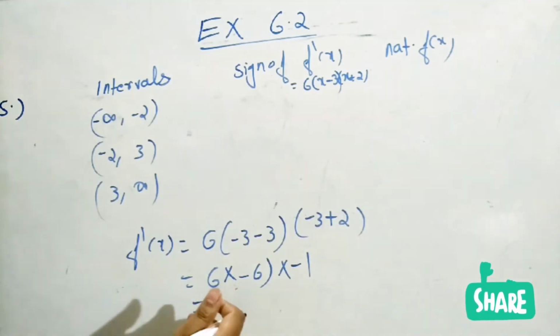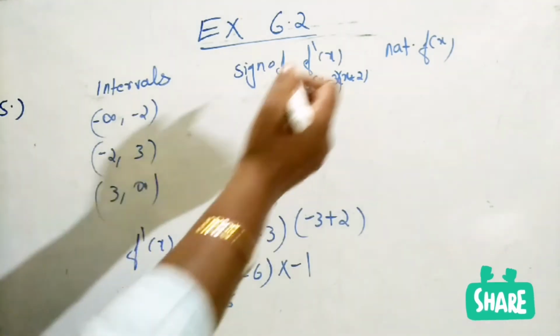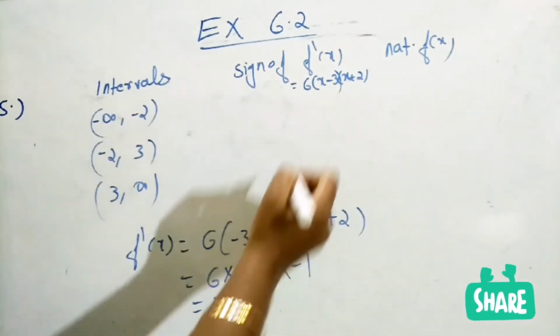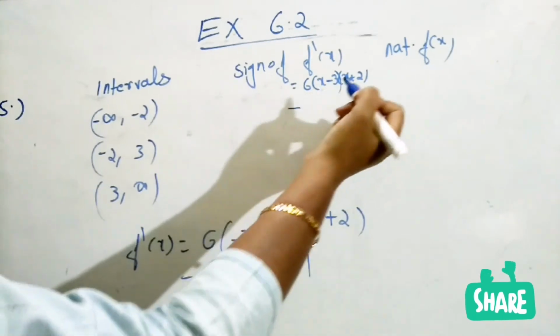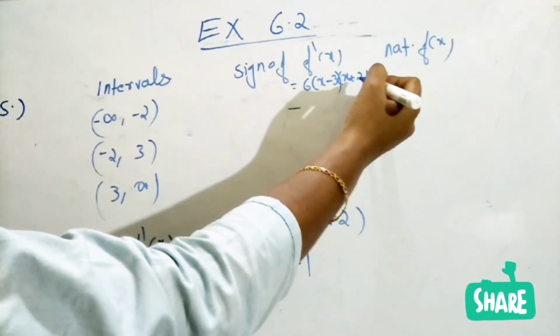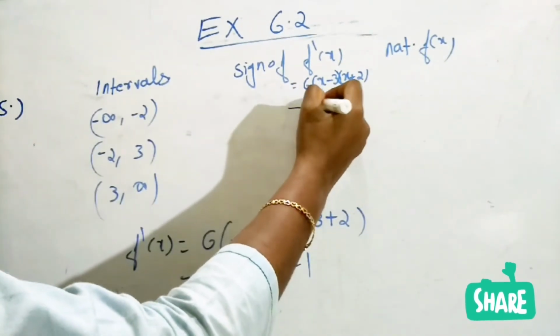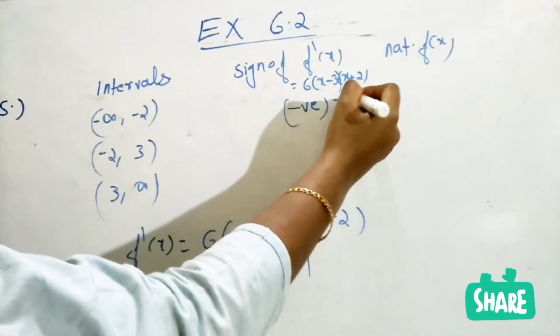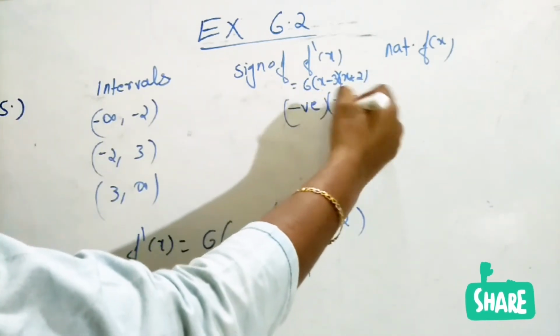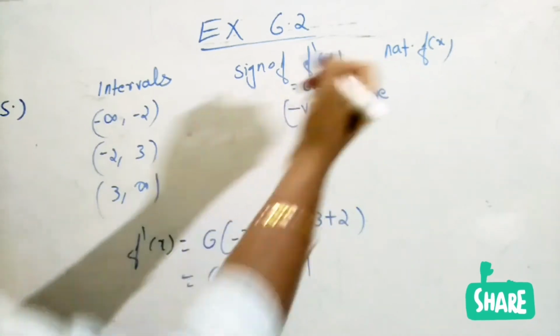So finally what we will get? 6 into 6, 36 we will get. That means the sign of x minus 3 is negative, and this one is also negative. So negative into negative, we will get it as positive.